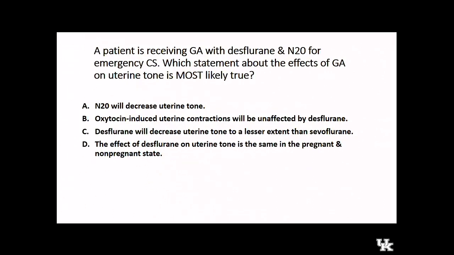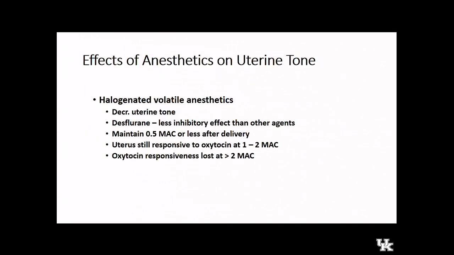So for patients receiving general anesthesia with desflurane and nitrous oxide for emergency C-section, which statement about the effects of general anesthesia on uterine tone is most likely true? Anyone know? It's actually going to be C, that desflurane actually has somewhat lesser effect on uterine tone than sevoflurane, but essentially all your halogenated volatile agents are going to have an effect on uterine tone. So they decrease the uterine tone, and it's a dose response curve sort of thing. So the higher your volatile agent, the more effect on uterine tone.